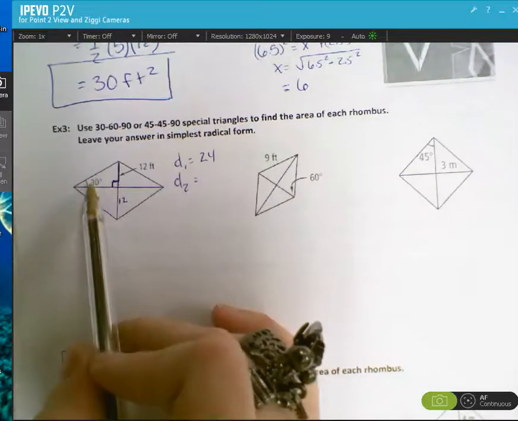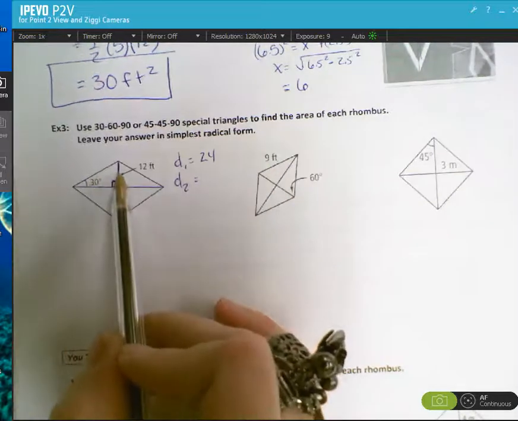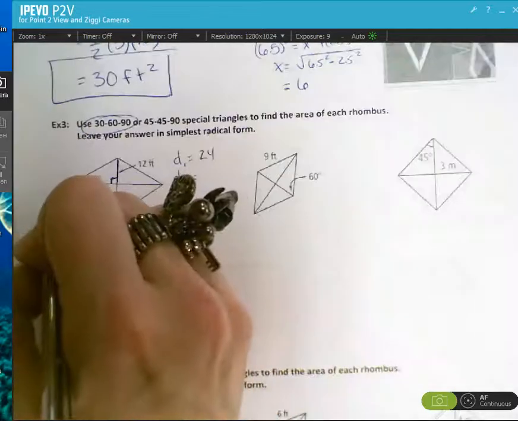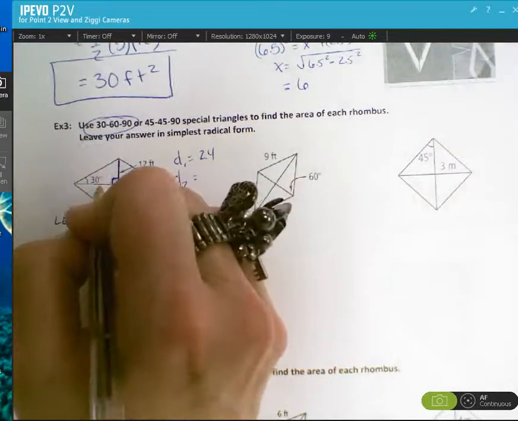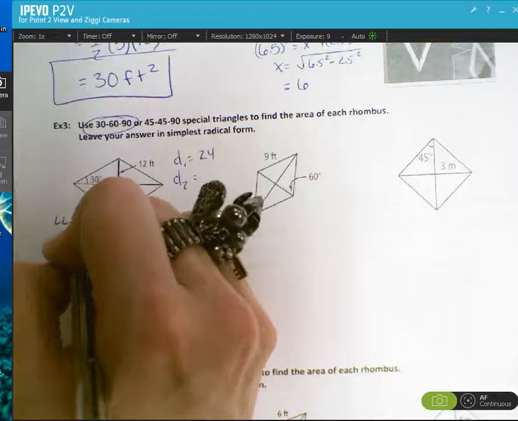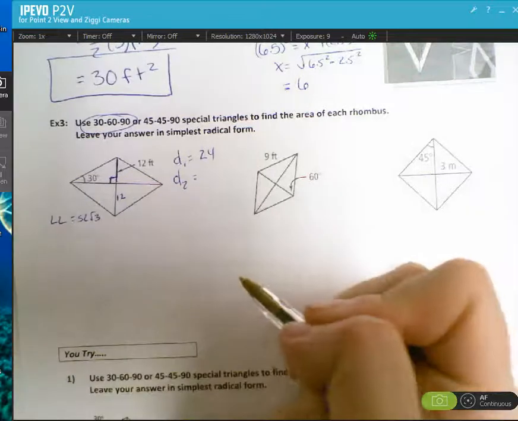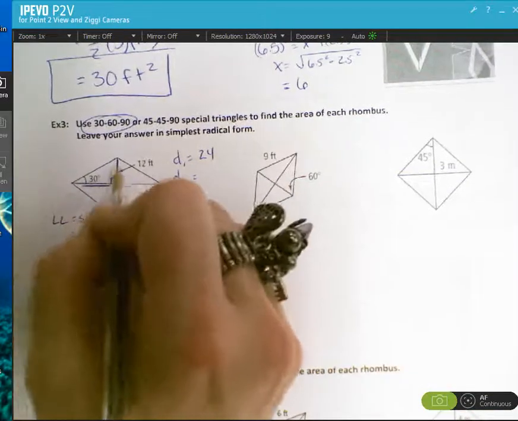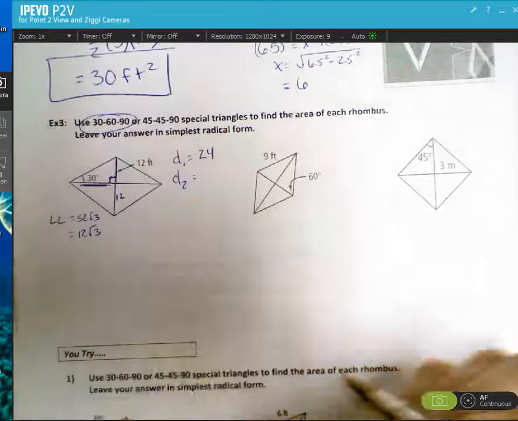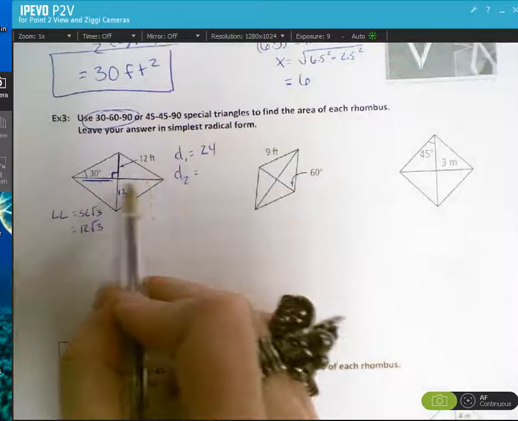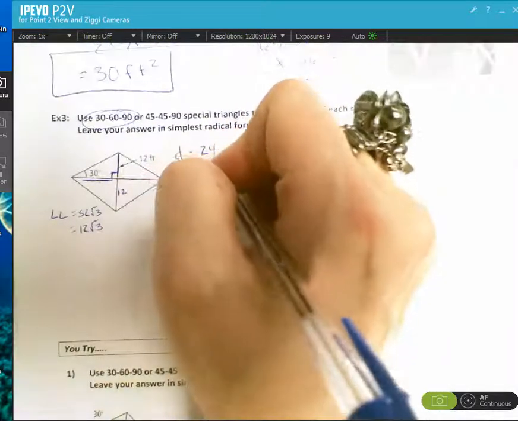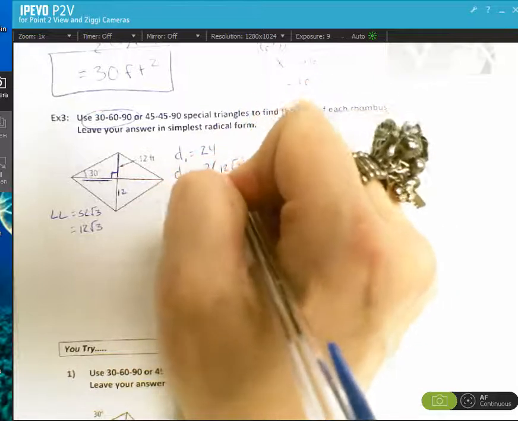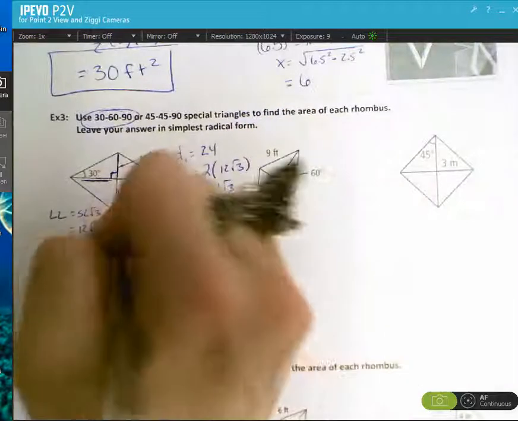And this is the 30 degrees, so this must be my short leg. So in a 30, 60, 90 triangle, I know that the long leg, which is what I'm looking for, is equal to the short leg rad 3. So we know that this long leg here is equal to 12 rad 3. The diagonal is 2 of those, so 2 times 12 rad 3 is equal to 24 rad 3. I have both my diagonals, so I'm good to go.